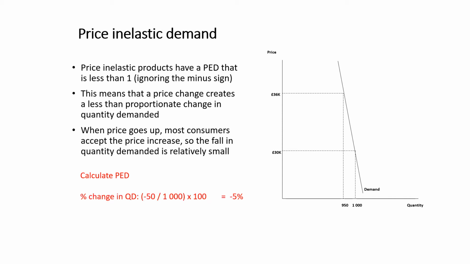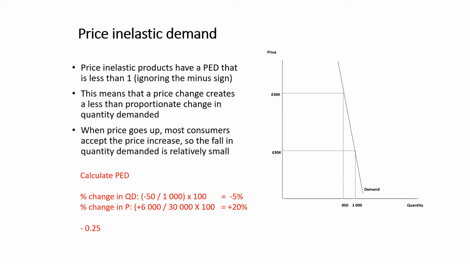Okay, let's just check, see if you've got it right. So the change in quantity demanded was, well, the actual change was a fall of 50 on an original of 1,000, so that's a fall of 5%. The change in price went up from 30 to 36, so that's an increase of 6,000 on an original of 30,000, so that's a 20% increase. So then to calculate the price elasticity of demand, you divide -5 by +20. So we can see that straight off that's a quarter.